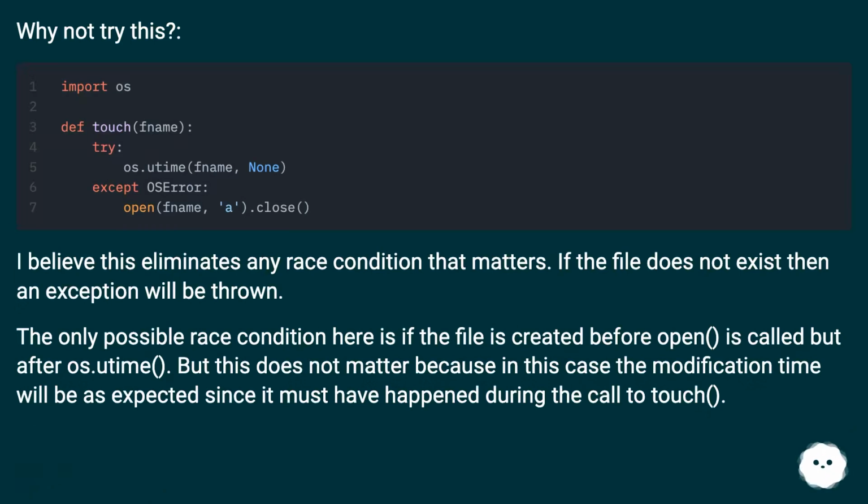I believe this eliminates any race condition that matters. If the file does not exist, then an exception will be thrown. The only possible race condition here is if the file is created before open is called but after os.utime. But this does not matter because in this case the modification time will be as expected since it must have happened during the call to touch.